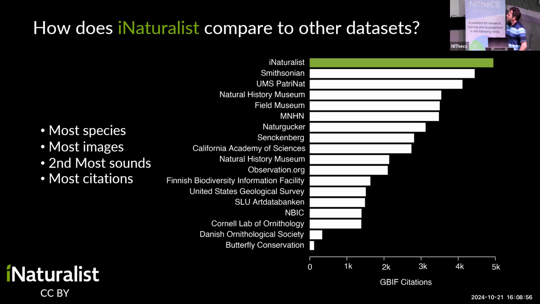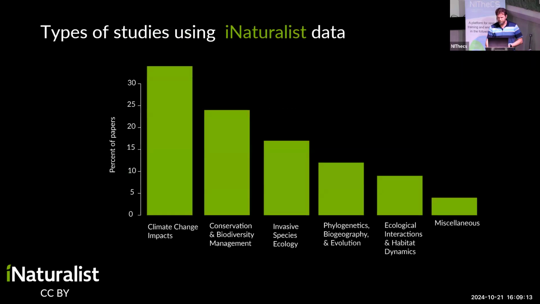Then if we look at the citing of this data set, iNaturalist is also on top. So it has the most citations. And these are some very respectable other data sets. It just shows it's a leader in this field. And then this data is also used in scientific publications. Here we see the percent of papers and in which topic they fall.